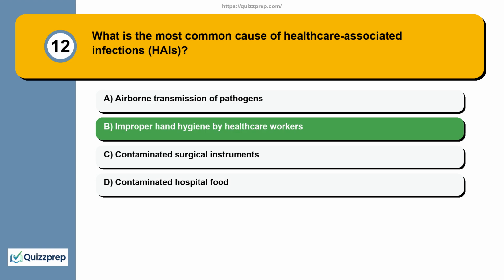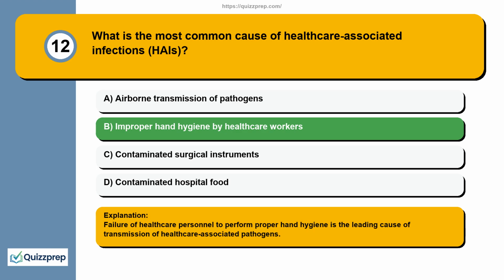The correct answer is option B. Improper hand hygiene by healthcare workers. Explanation. Failure of healthcare personnel to perform proper hand hygiene is the leading cause of transmission of healthcare-associated pathogens.